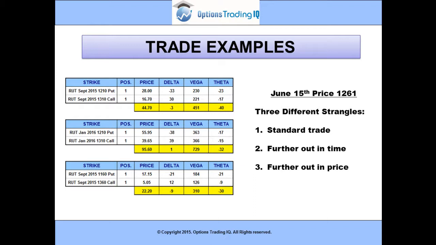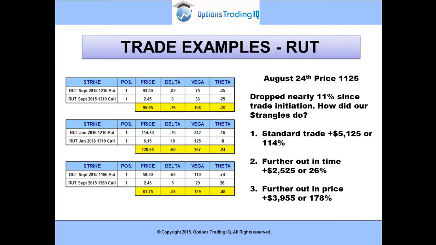You can see there the cost of the trades and the various Greeks. Obviously the January one cost the most because it was the furthest out in time, and the third trade, the September one, cost the least because it was further from the money and short in duration. On August 24th, 2015, the RUT dropped to 1125, a drop of nearly 11% since the trade initiation. So let's take a look at how our strangles did.